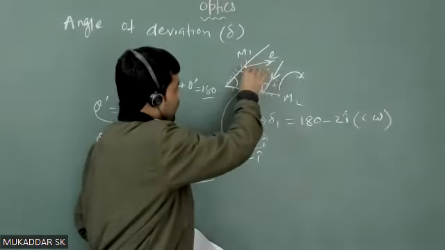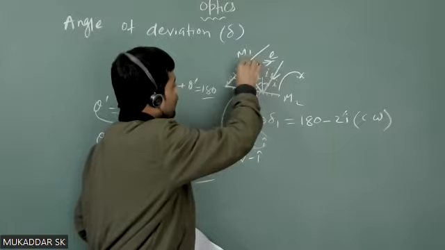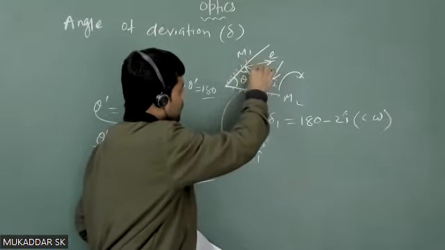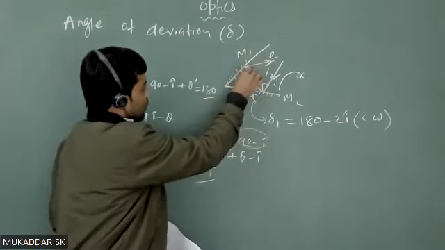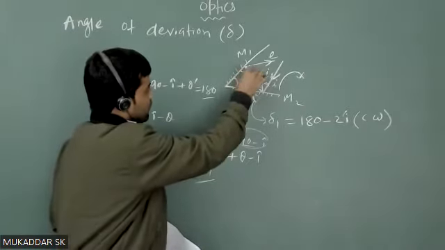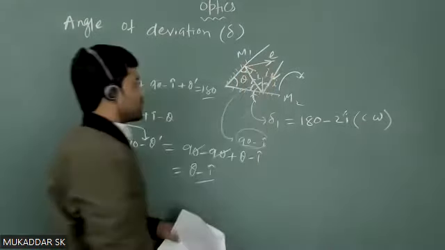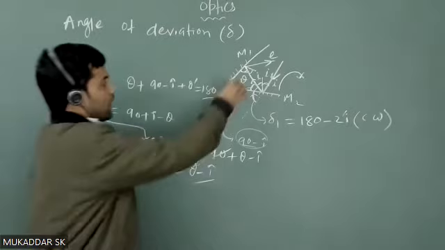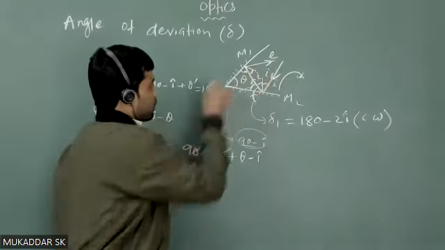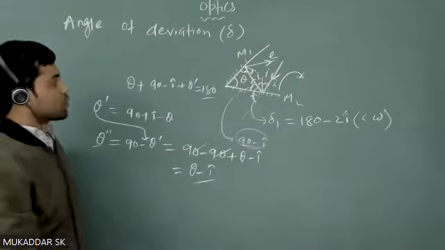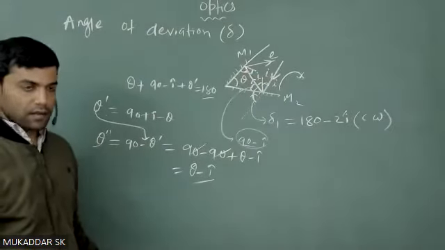Now to calculate the angle of incidence on mirror M1, whatever ray is going, it is incident on M1, right? So to calculate that angle of incidence, we have to make the normal. I have drawn the normal on the surface of this mirror. The angle between the surface and normal will be 90. So this angle plus this angle should be equal to 90. This angle I have assumed theta prime, and this angle theta double prime. So the sum of theta prime plus theta double prime should be 90 degrees.